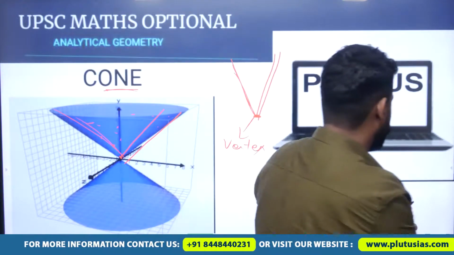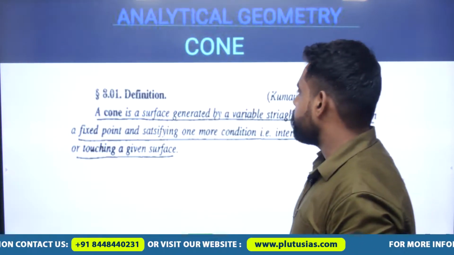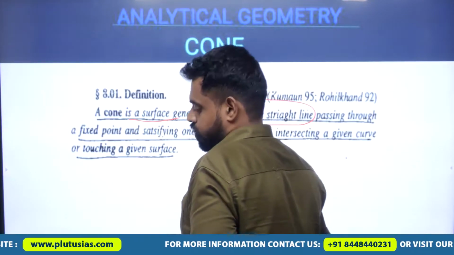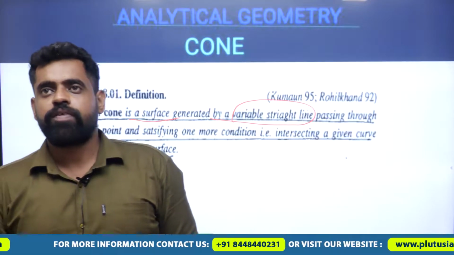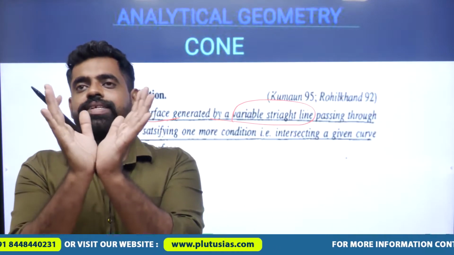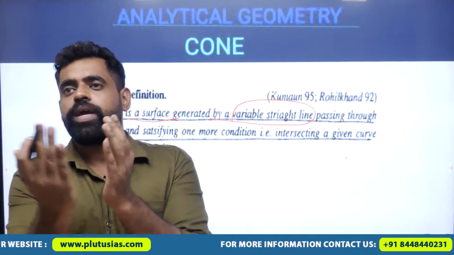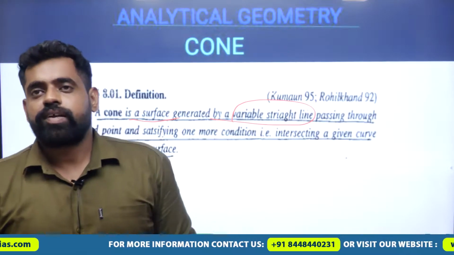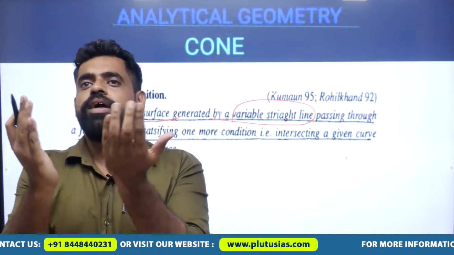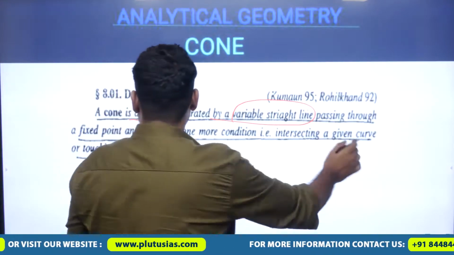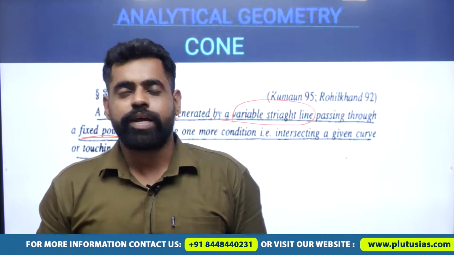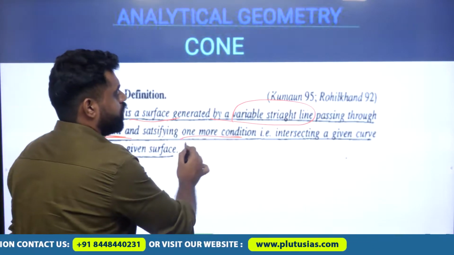Now we'll see the formal definition of a cone, which says that a cone is a surface generated by a variable straight line. These variable straight lines are also called generators. So a cone is a surface generated by these variable lines passing through a fixed point, which is called the vertex, and satisfying one more condition.